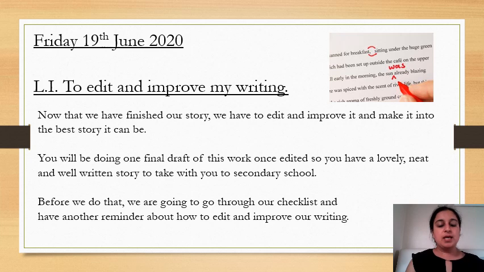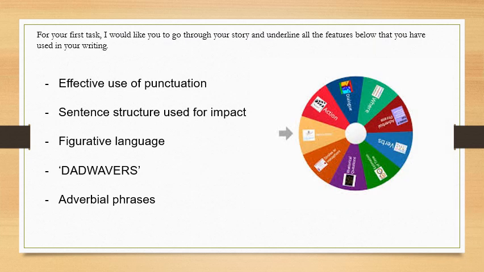But before we do that, we need to go through our checklist and have another reminder about how to edit and improve our writing. So if you pause the video here and write the date and LI in your books, that will be wonderful. Okay, just to go over again with you, we are looking for, in your writing, effective use of punctuation, sentence structure used for impact, figurative language, dad waivers, and adverbial phrases. Hopefully you have used all of these things in your writing and that you've incorporated the cards with the different tasks or the challenges that you needed to include in your writing as well. And all of those together have accumulated in a wonderful piece of writing.